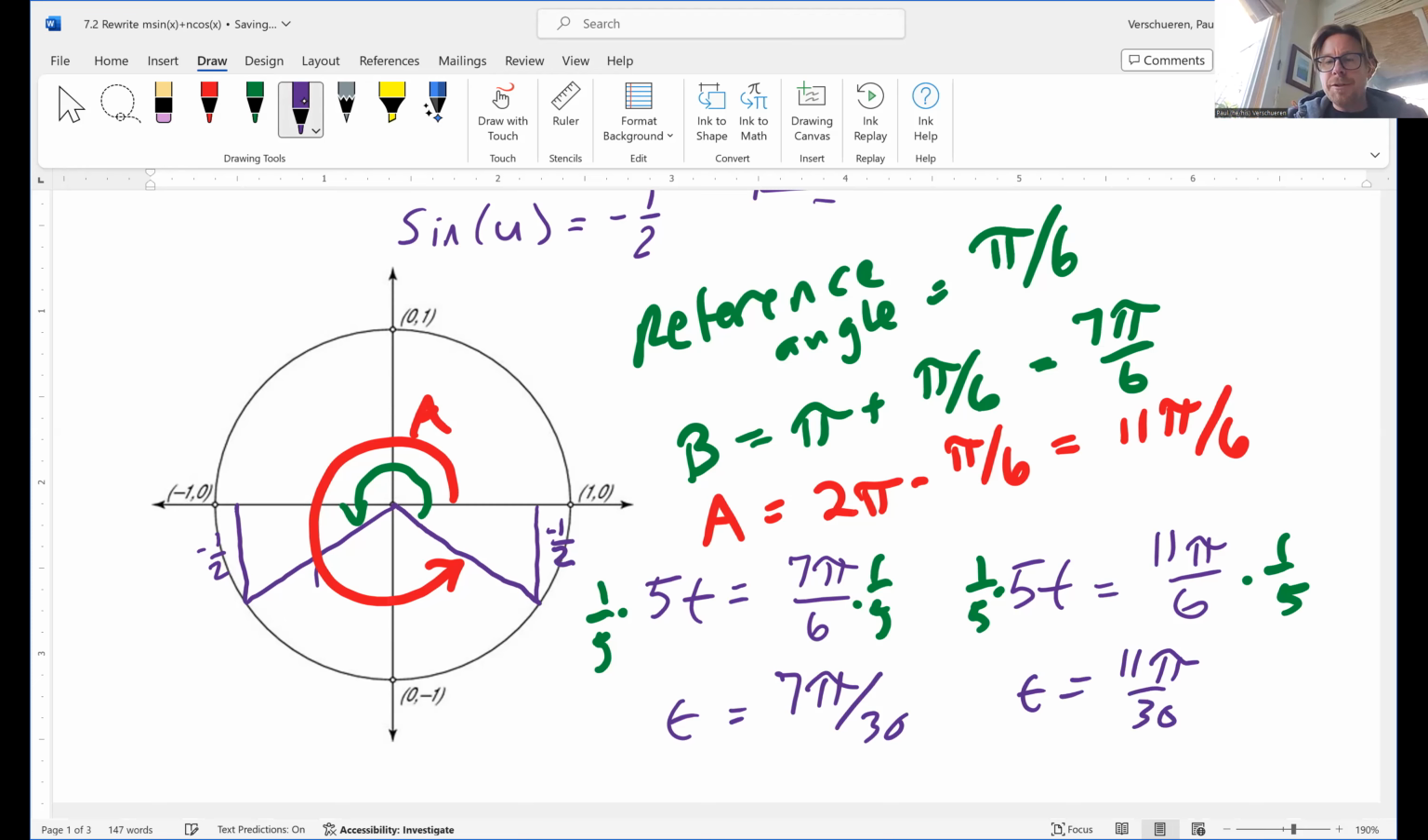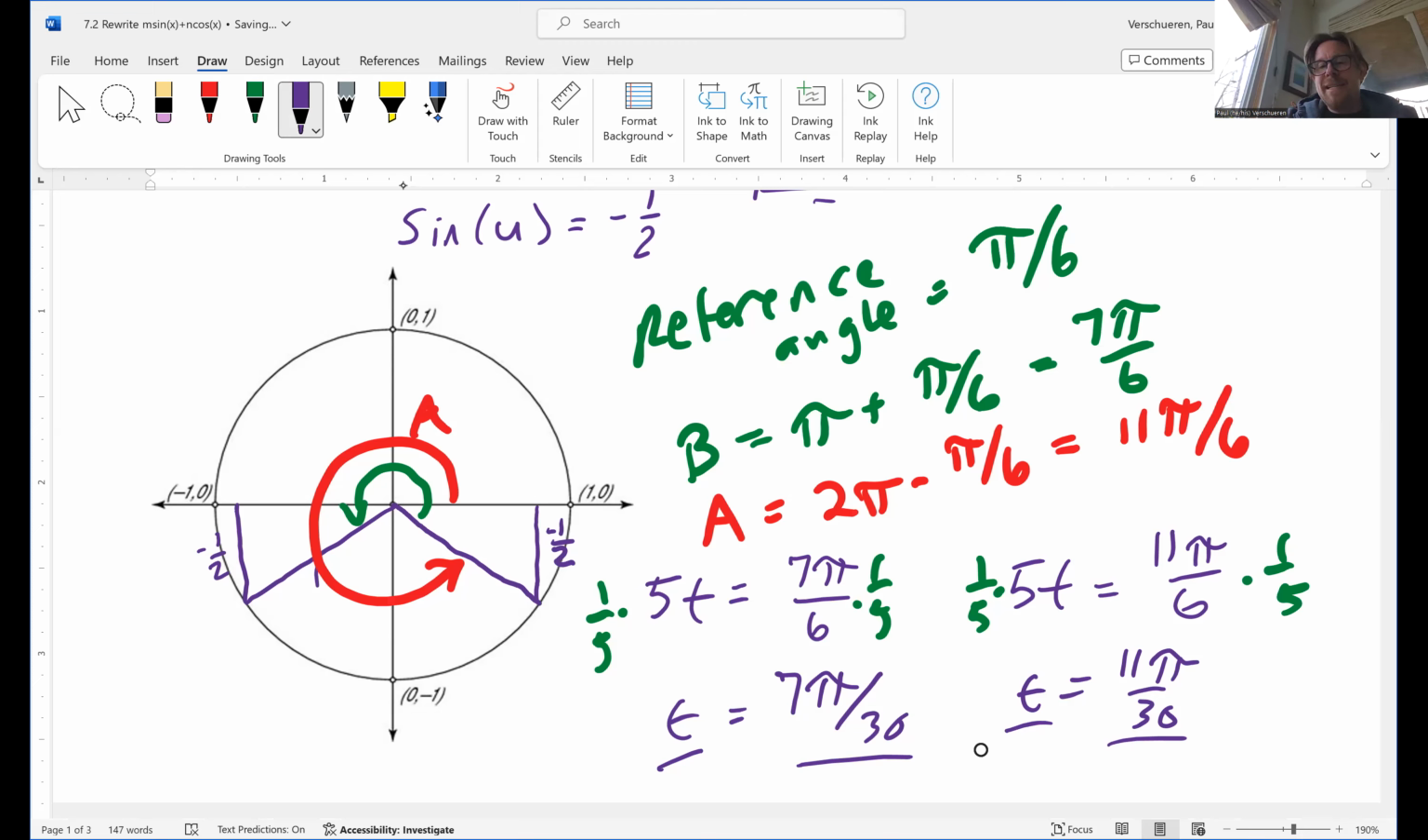So notice that those aren't angles, those are results for t. 7 pi over 30, if you think about that as 7/30ths pi, is certainly less than 1 pi and more than 0. And 11 pi over 30 is less than half a pi. So you're probably going to be tempted to say, yay for me, I'm done at this point. But actually, there's more solutions to this problem.